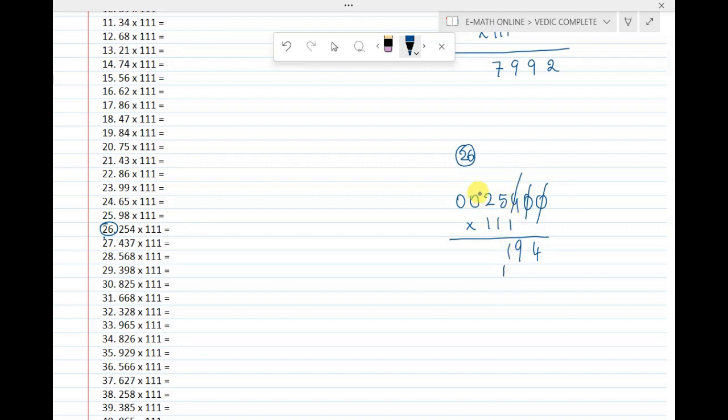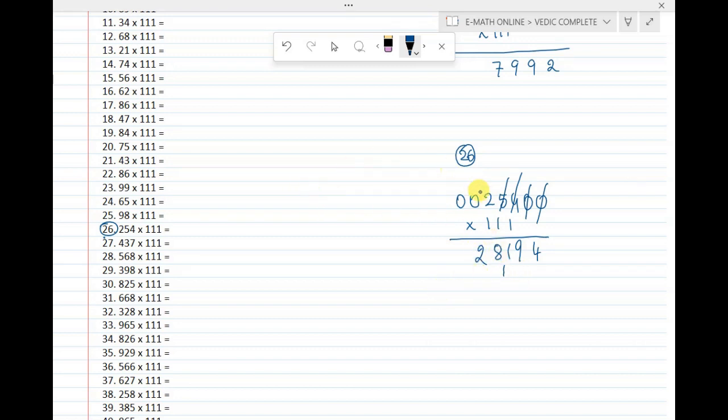This 4 got cancelled. Now, last 3 digits 0 to 5. 0 to 5, how much? It will be 7, and this carry forwarded number 7 plus 1 is 8. Again cancel the last 5. Again we have last 3 digits 0 plus 0 plus 2. How much? It will be 2.